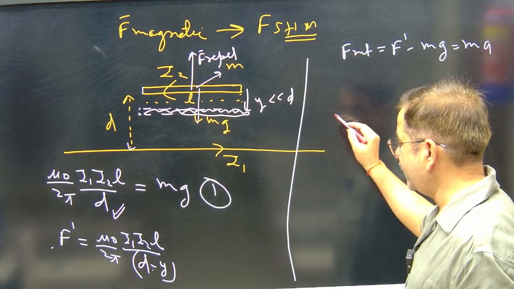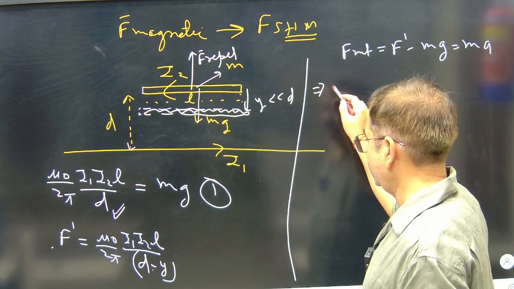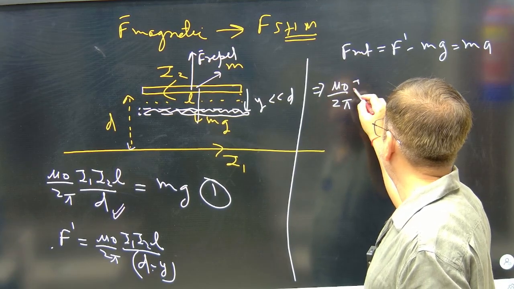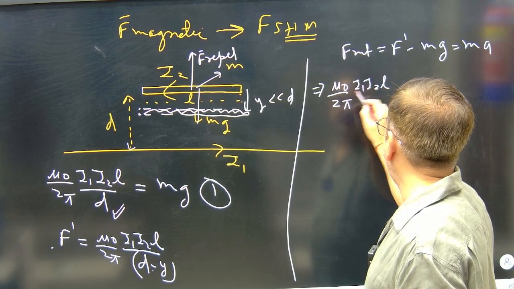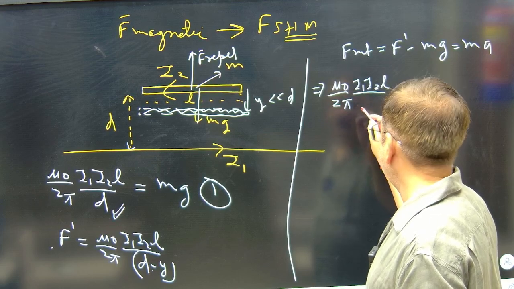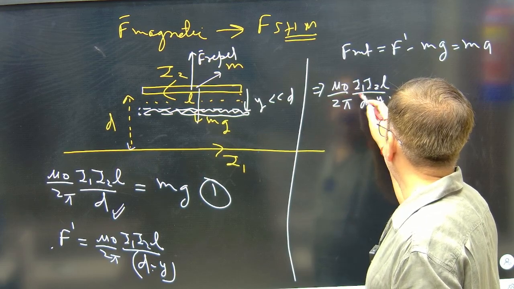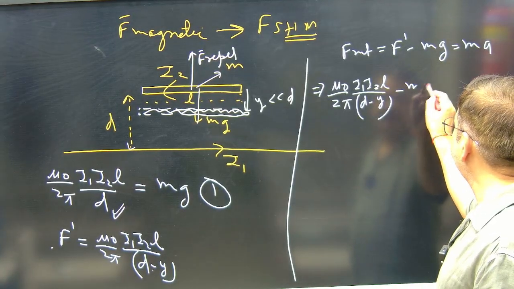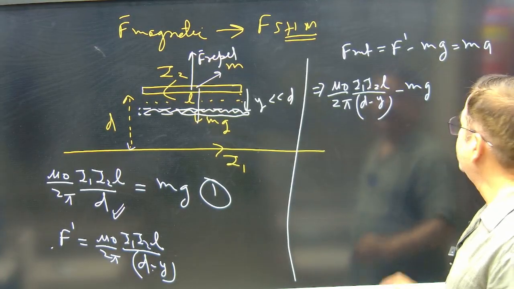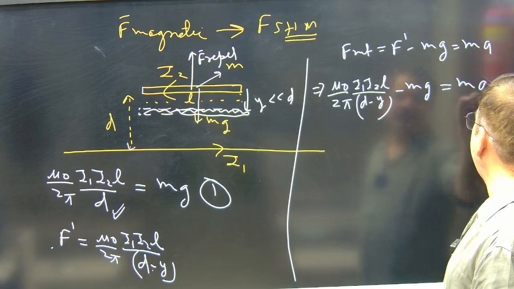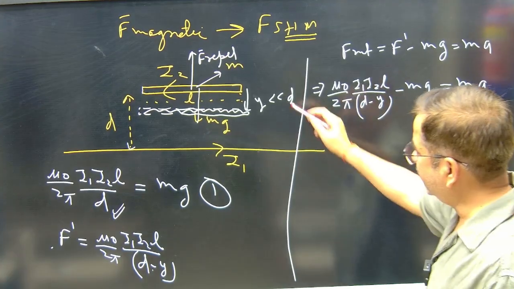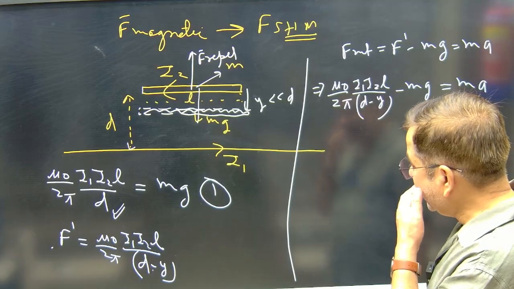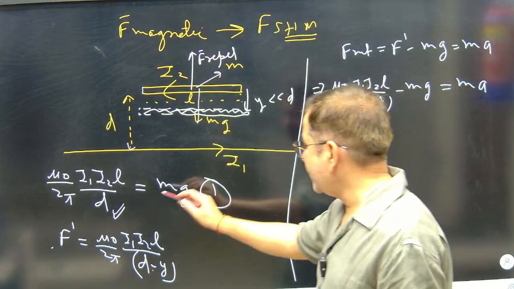F dash की वैल्यू देखिए, डाल दीजिए. ये वैल्यू क्या आ गई, it is mu naught over 2 pi I1 I2 length L over D minus y. ये हो गया आपका मैग्नेटिक फोर्स minus mg. करेक्ट. That value is m into a. We have to prove this condition is SHM, कि ये SHM यहाँ पे करेगा. What can I do? और देखिएगा the result, ये यहाँ पे क्या आ रहा है, ये mg आ रहा है.